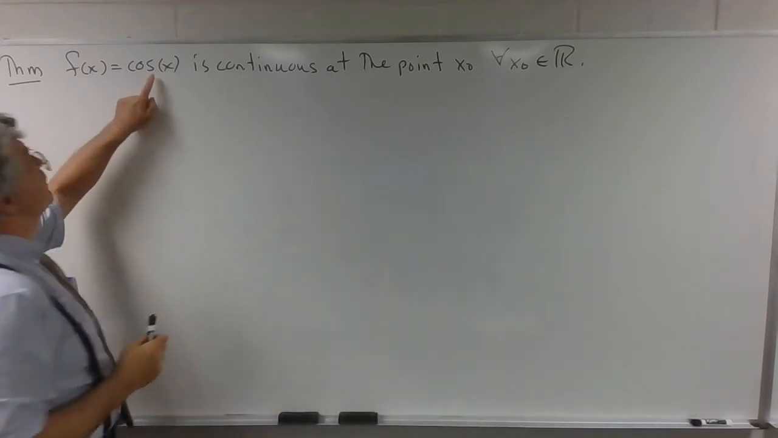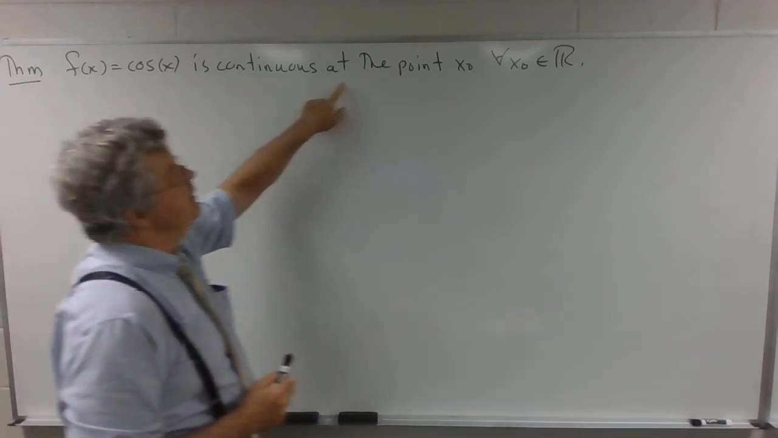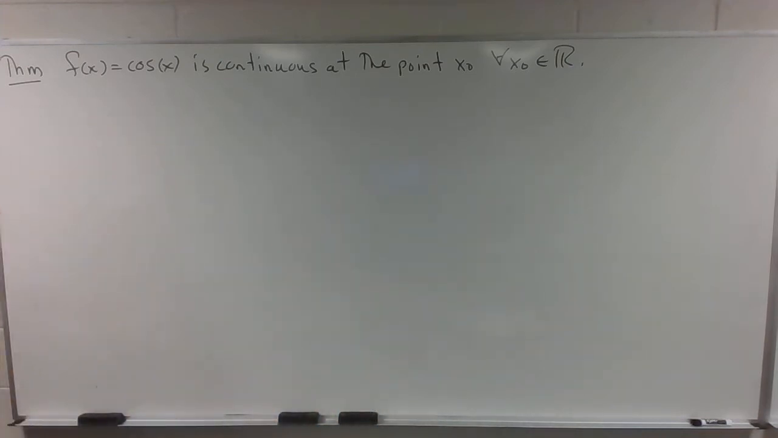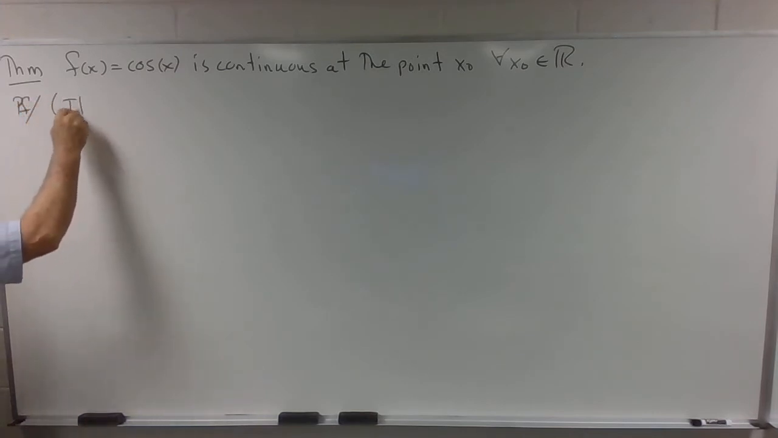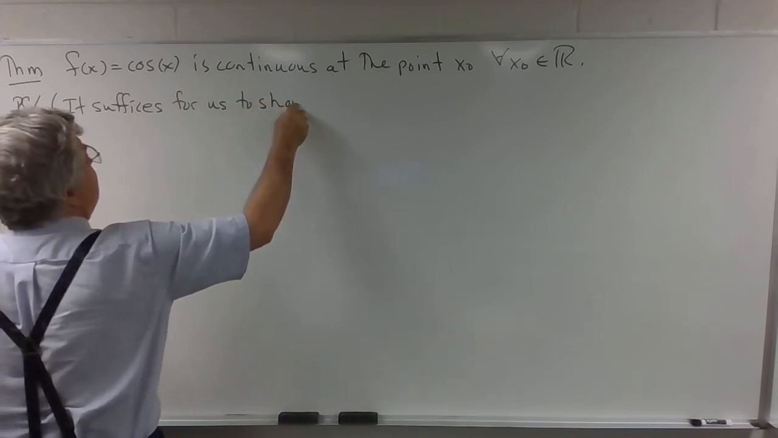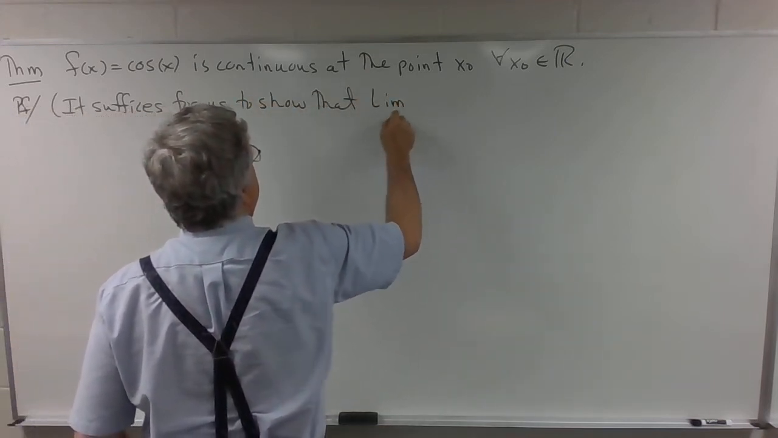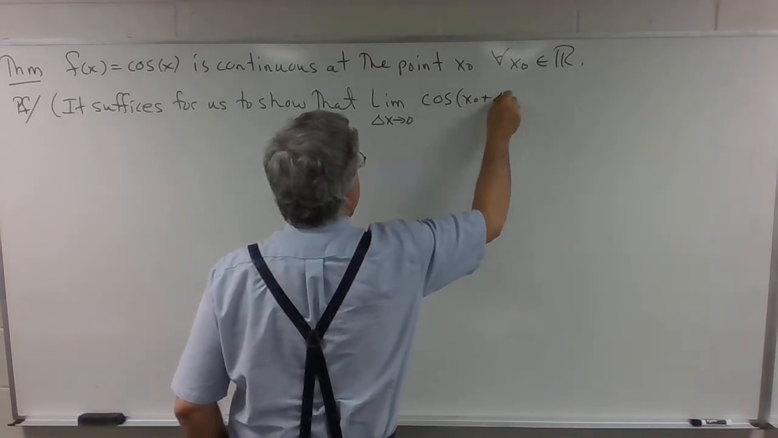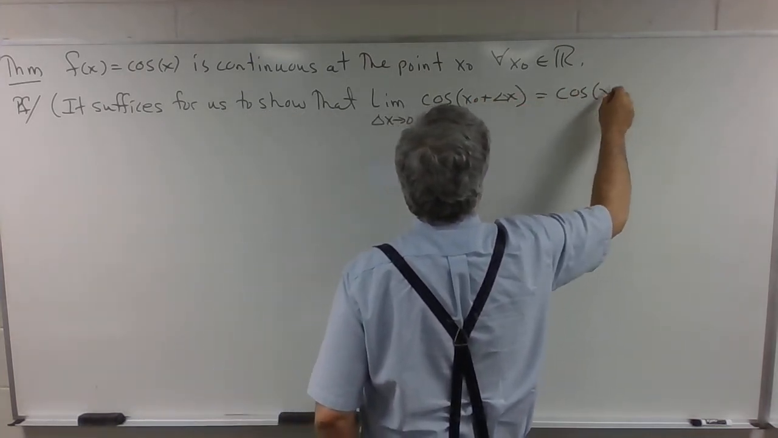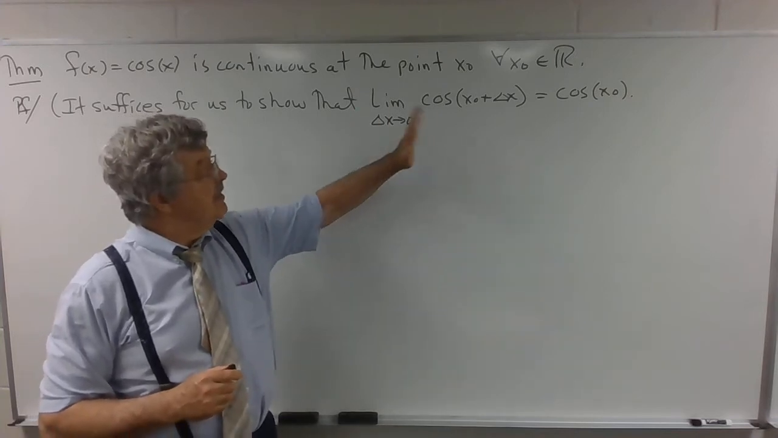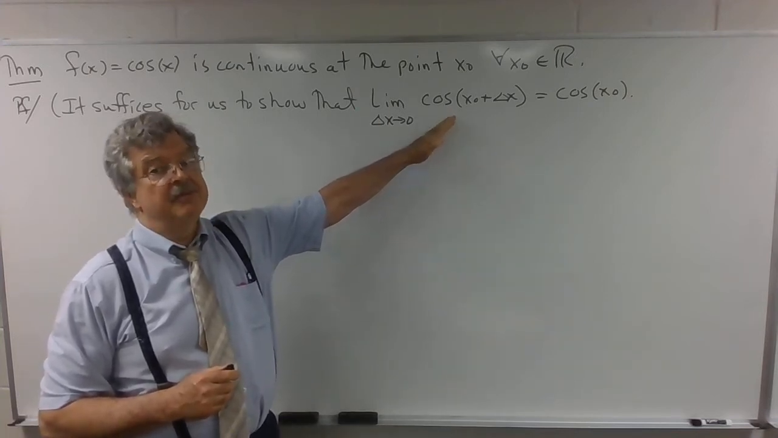Going to show that the cosine of x is continuous at each point x naught, for every real value of x naught. Based on the observations that we made at the beginning of class, that's what we've got to show. And this is what we're going to show.